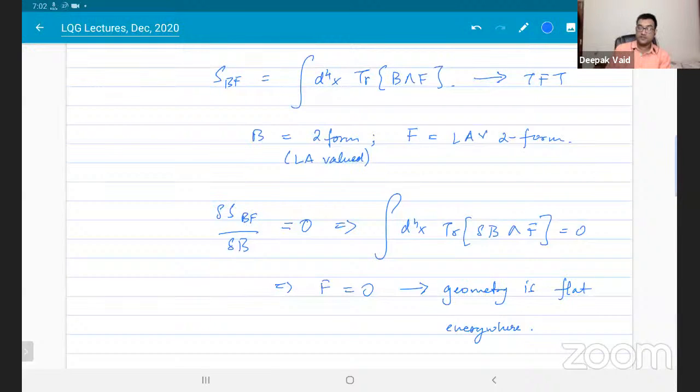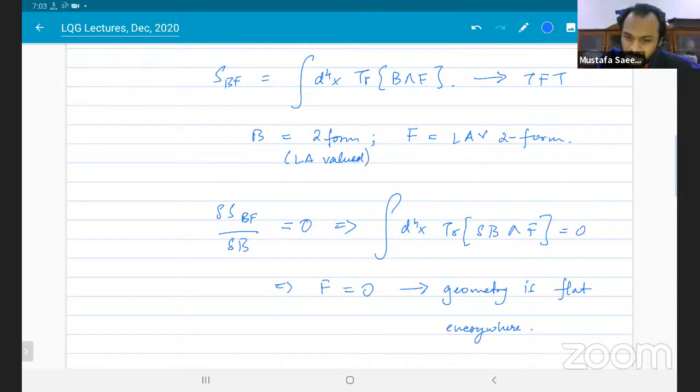Mustafa is thinking really hard, which means that I have to clarify something. Yeah, I think I missed something. I thought that even in flat geometry, we have two local degrees of freedom. Am I missing something here?